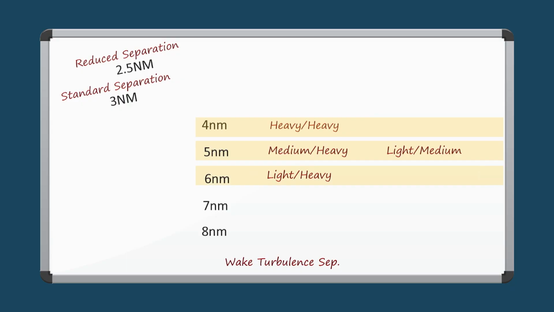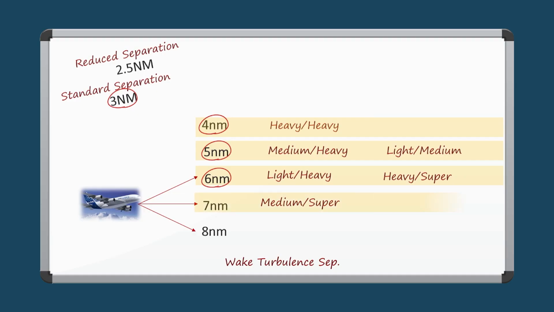So standard 3 nautical miles, heavy behind heavy 4 nautical miles, lighter behind a heavy category 5 miles, light behind a heavy, so double category up, 6 miles. These are the main ones. And then of course, there is the super category for a good old A380. 6, 7, and 8 nautical miles for heavy, 1 category below, medium, 2 categories below, and light, 3 categories below. And this is a little more rare. These two here, these two are the ones you will be using by far the most often.